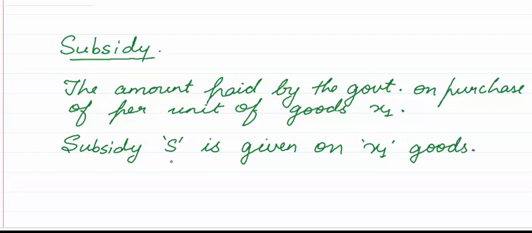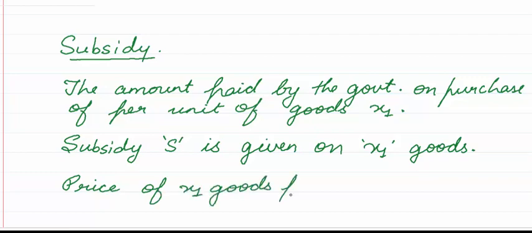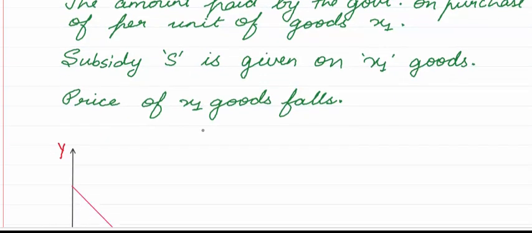Since a subsidy is being given on X1 commodity, we can say that the price of X1 commodity falls, because now a part of the price of X1 commodity, S, is being paid by the government instead of the consumer. So in this case, we will see that the budget line becomes flatter, and now the area under the budget line increases from what it was earlier. So let us see it with the help of a graph.